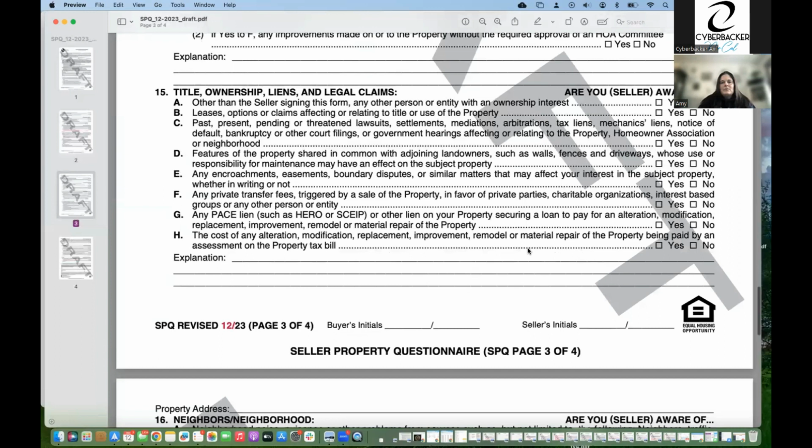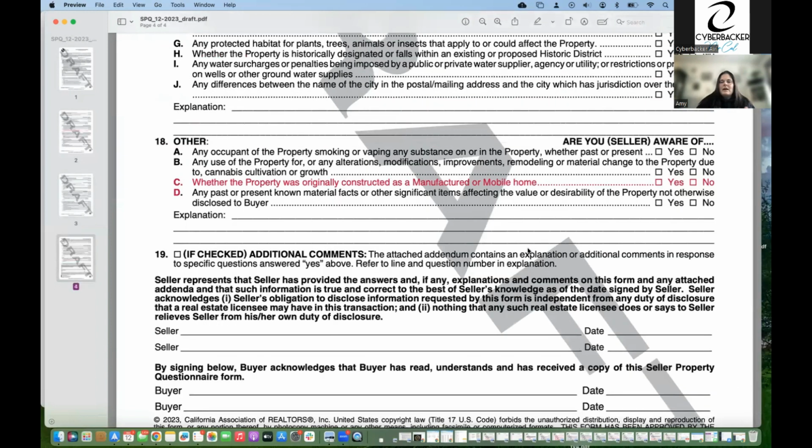Let me just scroll through. Oh, second one here, other on line 18, whether the property was originally constructed as a manufactured or mobile home. Okay, super important, yes or no. Then they re-lettered D. Some manufactured homes are actually on a permanent foundation, off the chassis, on the ground, where you couldn't tell.